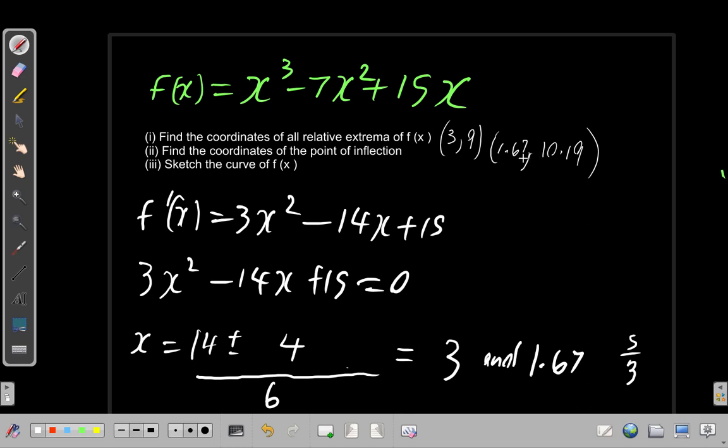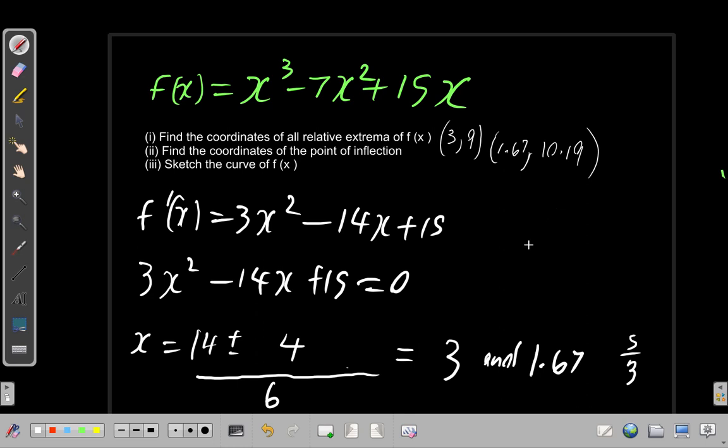Alright? Now, to find out which one is minimum, which one is maximum, we're going to differentiate again. So we will find the second derivative. The second derivative will tell us how the gradient is changing. We're going to find the second derivative and put 3 in it.